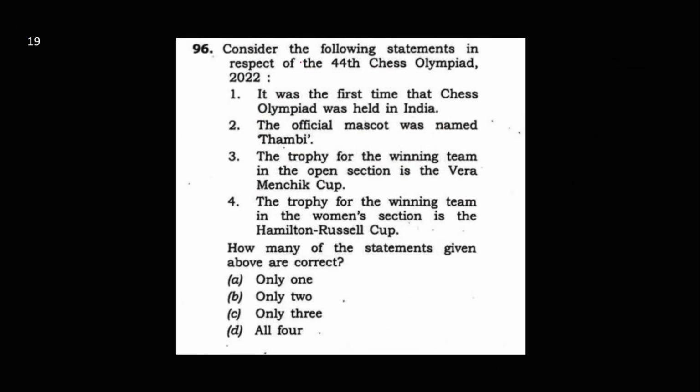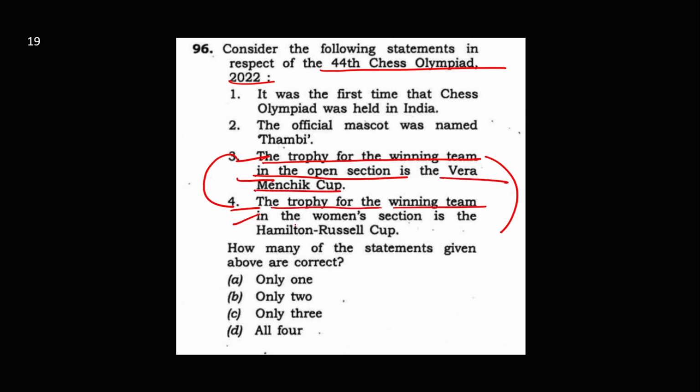Consider the following statements with respect to the 44th Chess Olympiad. Here also, I'm going to share a new trick. Guys, wherever you see two similar statements, generally there is a chance that they are interchanged. You can see here, the trophy of the winning team in the open section is Vera Menchik, and the trophy of the winning team in the women's section is Hamilton Russell.